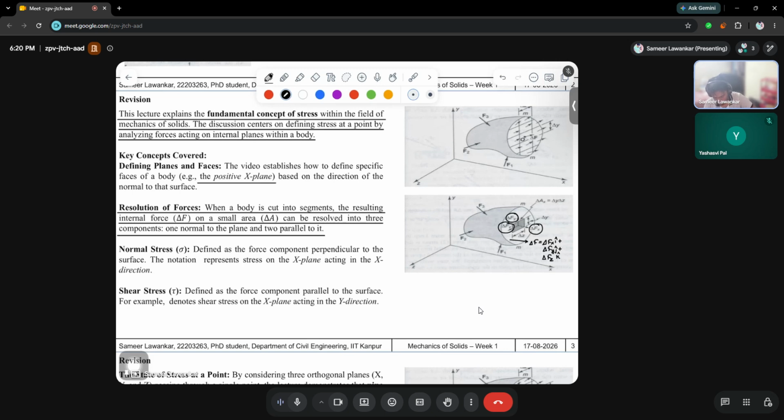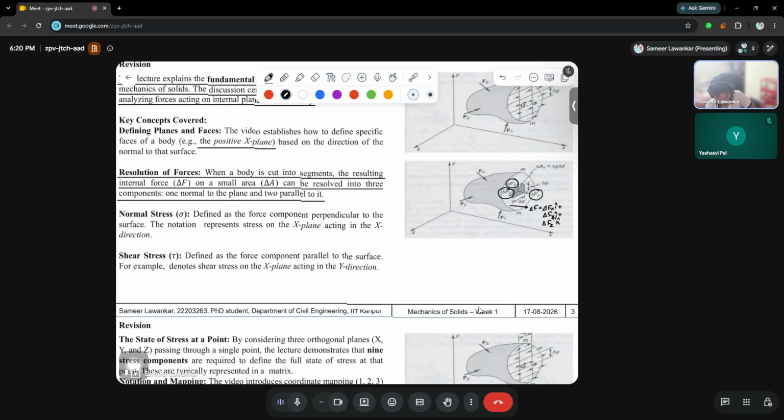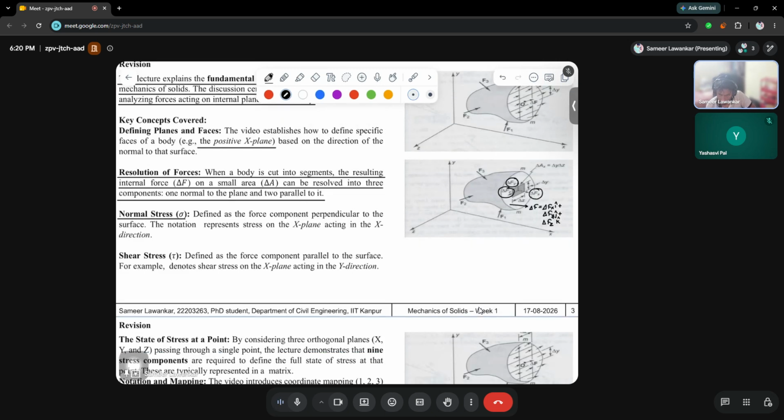Okay, so that is only the definition which is written here. First of all, normal stress, denoted by sigma, is basically defined as the force component perpendicular to the surface. The notation represents stresses on the x plane acting in the x direction. Okay, stresses on which plane? On the x plane acting in the x direction. So in other terms we can write this as sigma xx. Okay, x plane, x direction.